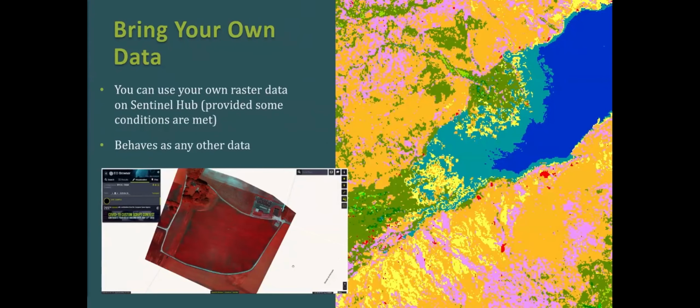Another handy feature is bring your own data. So you can use your own raster data on Sentinel Hub, provided some conditions are met, like the image is in TIFF. And once you have done all that, it basically behaves as any other data. So on the right can be anything, like a scene classification map or a probability mask or whatever.